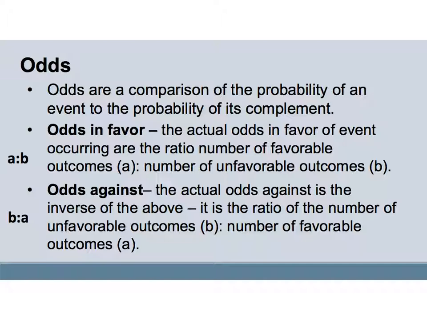The odds in favor of an event is a ratio of the favorable outcomes to the unfavorable outcomes. So in odds, you're comparing the event and its complement. Whereas in probability, you're putting the event over the sample space. So probability has the total, odds is the 2 parts being compared.